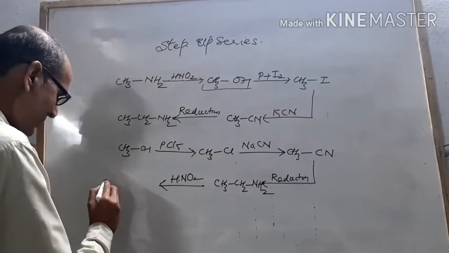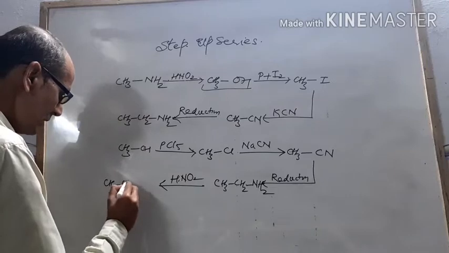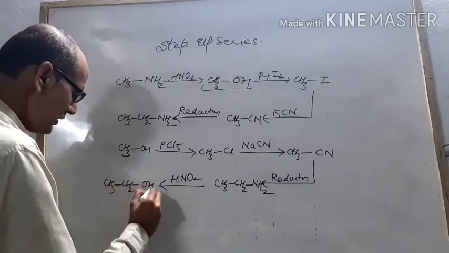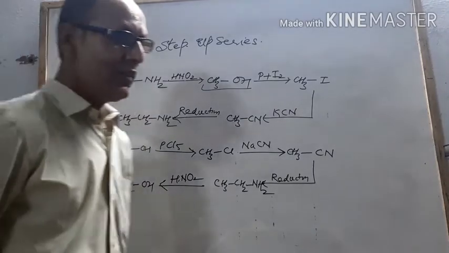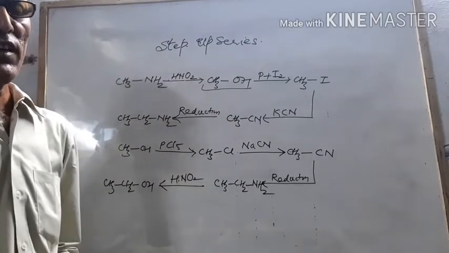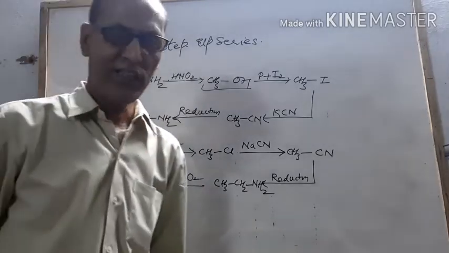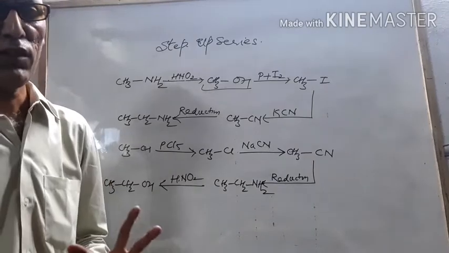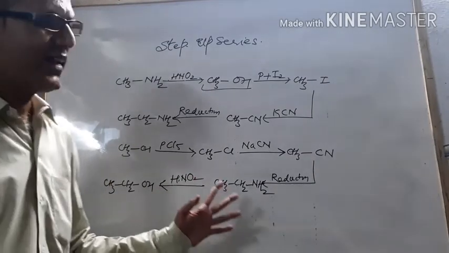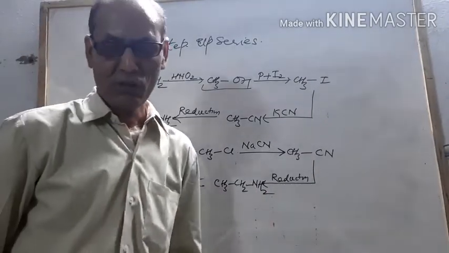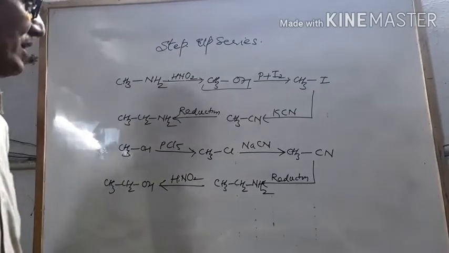So you will get CH3CH2OH. Keep in your mind, conversion of organic chemistry can be done by many methods, but the best method will be that which requires fewer steps. So I am giving you another example.